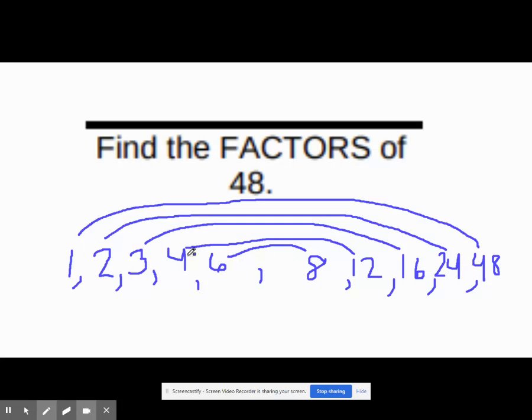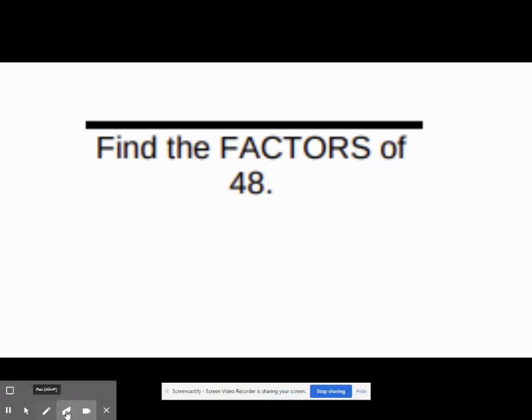So 1, 2, 3, 4, 6, 8, 12, 16, 24, and 48 would be your factors of 48. Again, make sure you are using this rainbow method. We'll actually use that a couple more times this week. You'll need to do it specifically. Got any questions on that? Please make sure you give your teacher a call just so they can walk you through.